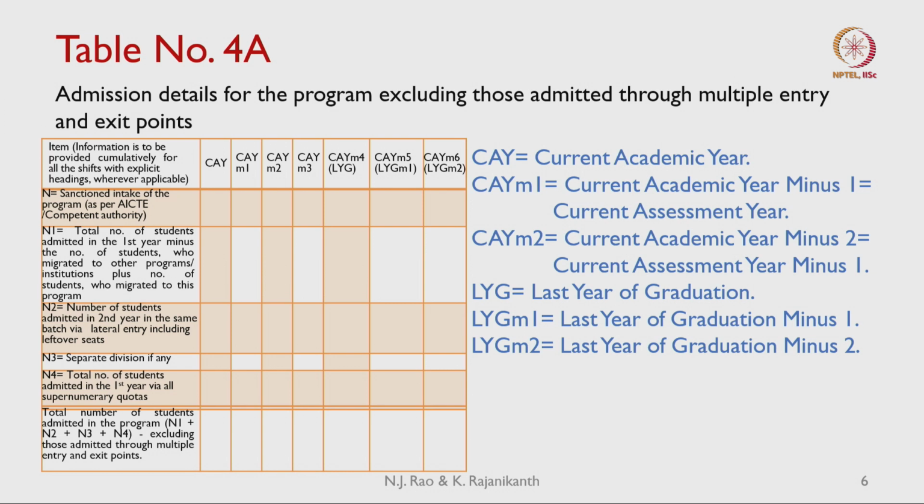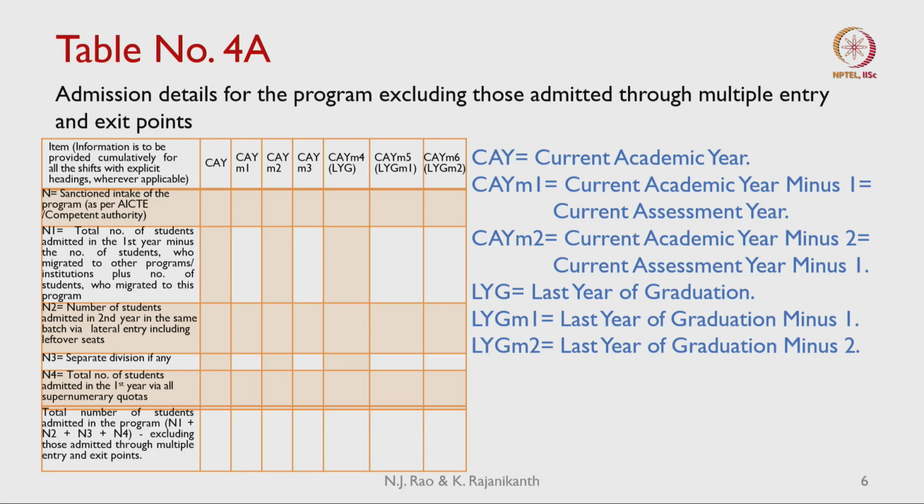First, N, sanctioned intake of the program as per the AICTE competent authorities. What is the sanctioned intake of the program? Then N1 is the total number of students admitted in the first year. The sanctioned intake is N. N1 is the number of students admitted in the first year minus the number of students who migrated to other programs or institutions, because it is possible that these students got admission into some other programs, they left this and they migrated to some other kind of programs.